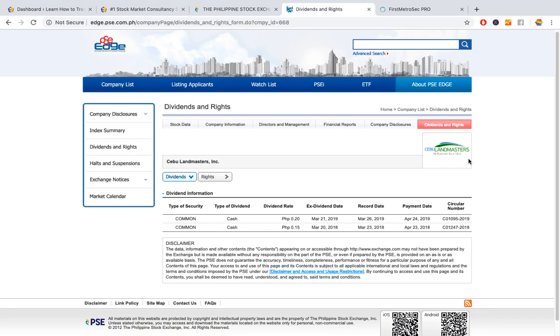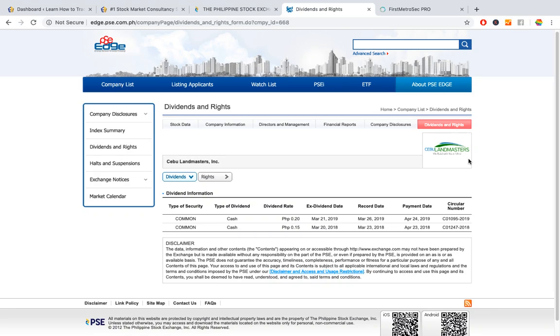If you will buy before March 21, every single CLI share that you will have before March 21 will be entitled to receive this cash dividend. But if you will buy on or after March 21, those CLI shares are no longer subject to receive this cash dividend. Okay, did you get that?